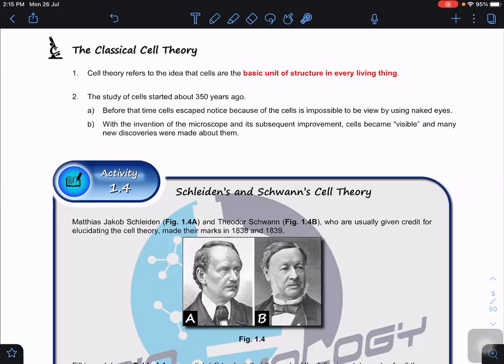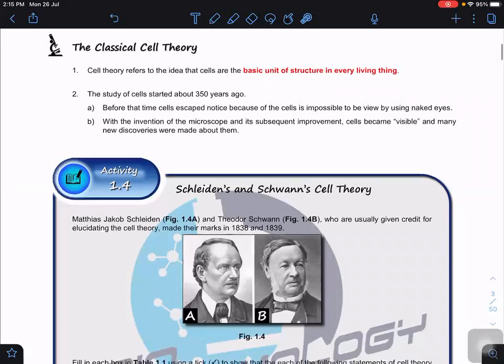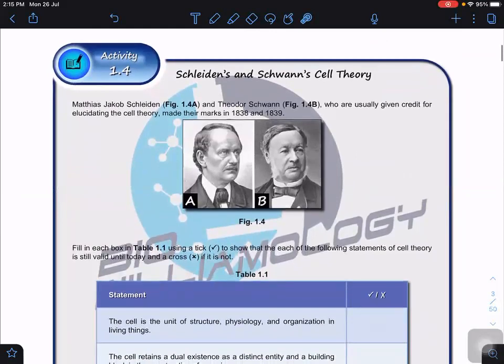So with the invention of the microscope, that is the time scientists studied the cells and came out with the cell theory. The two most famous, given the credit for their contribution to the cell theory, are two German scientists. One is Schleiden, another one is Schwann. Schleiden and Schwann formulated this cell theory in 1838 and 1839. It's quite close in terms of both of them.